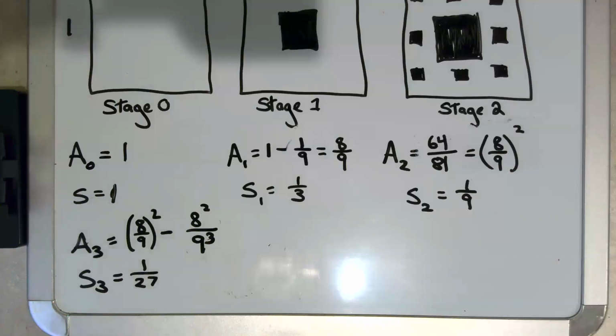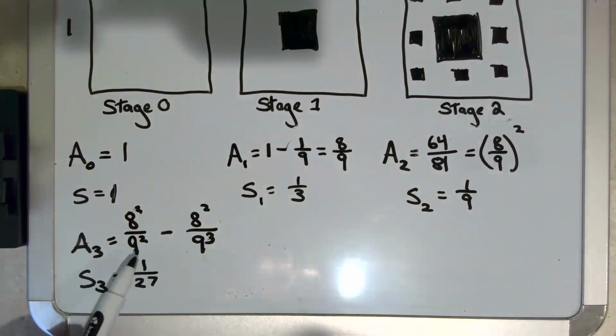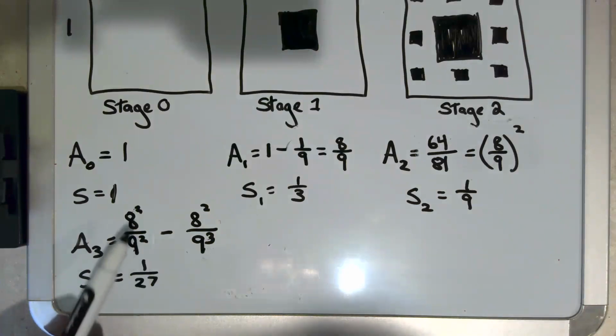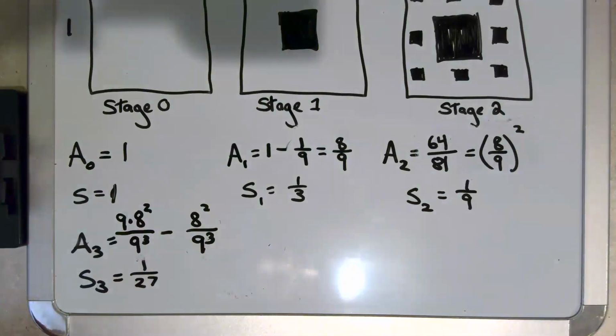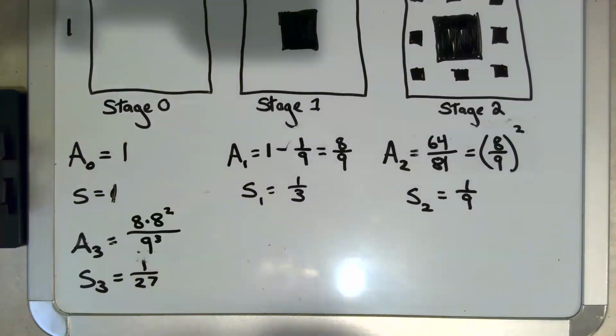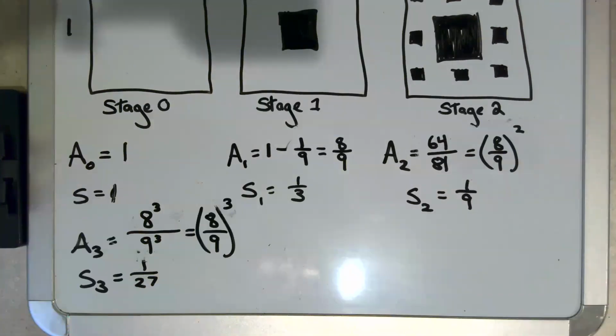Well, let's rewrite that as top and bottom. So that becomes 8 squared over 9 squared. Now to do this subtraction, I need to take my 9 squared and turn it into 9 to the third. So I'm going to multiply top and bottom by 9. So that's 9 8 squareds over 9 to the third minus 8 squared over 9 to the third. Well, 9 8 squareds minus an 8 squared leaves us with 8 8 squareds over 9 to the third. And 8 times 8 squared is 8 to the third. So our area at stage 3 is in fact 8/9 to the third.